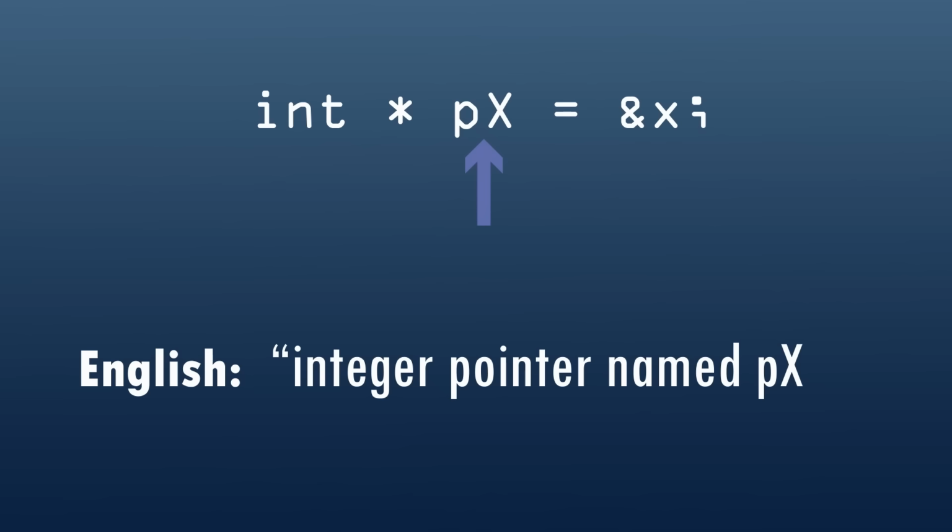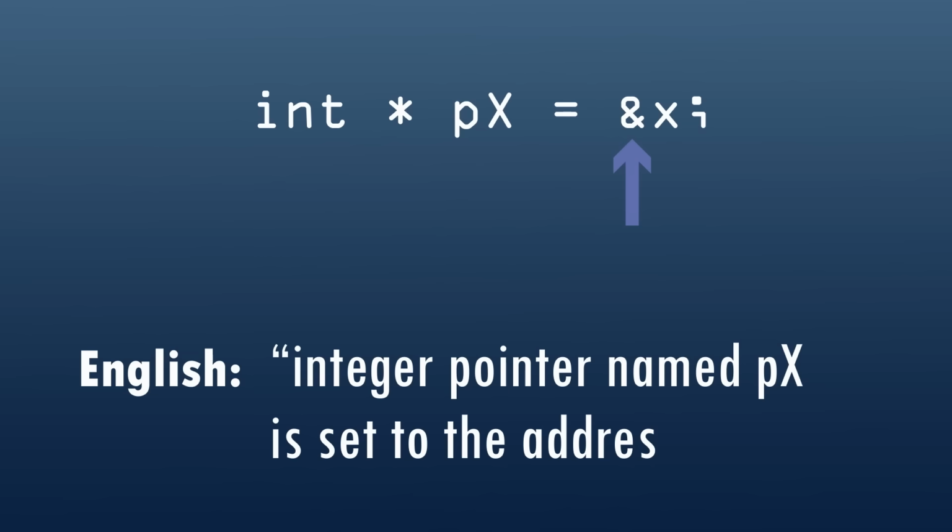You can name it whatever you want, but this is a good habit, using p to denote that it's a pointer. And then after that, our equals sign, which again means is set to. And then the next dreaded character, the ampersand. Whenever you see an ampersand, just think in your head, the address of. So this means the address of x. Our final sentence here is int pointer px is set to the address of x.